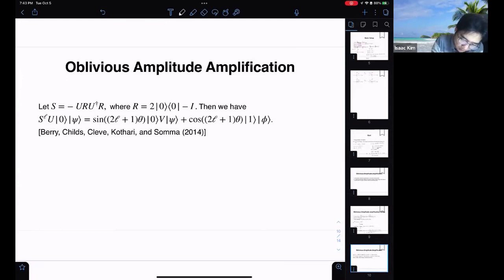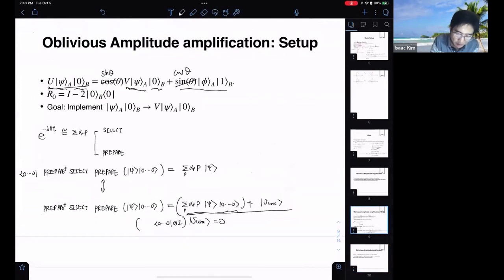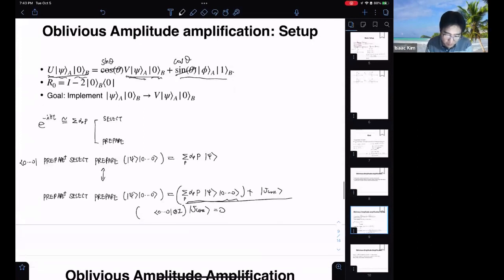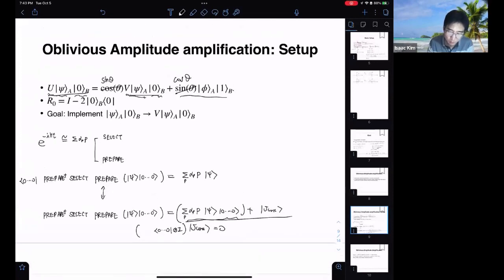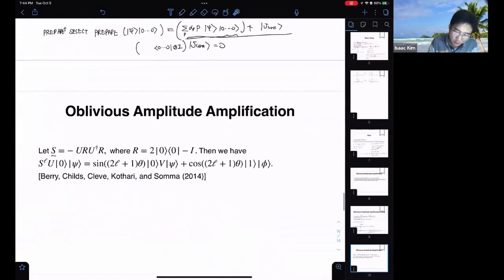So what it does is the following. First we define this operator S. It consists of U and R and U dagger and R. So what is U? U is this operation that we already discussed. It's an operation that if we apply to this state psi tensor 0, then with some probability, it implements the desired operation, but with some probability, it also fails to implement this desired operation. And one concrete example of that was this Hamiltonian simulation based on Taylor expansion. Okay, so that was U.